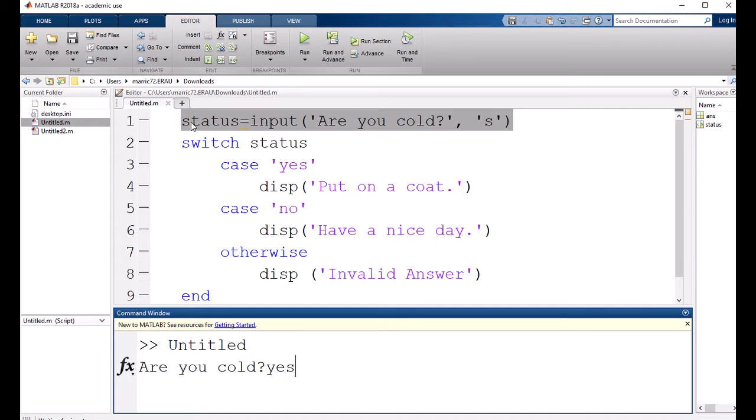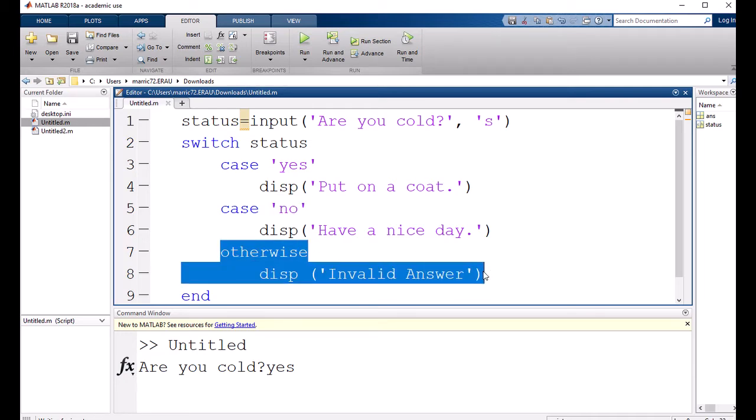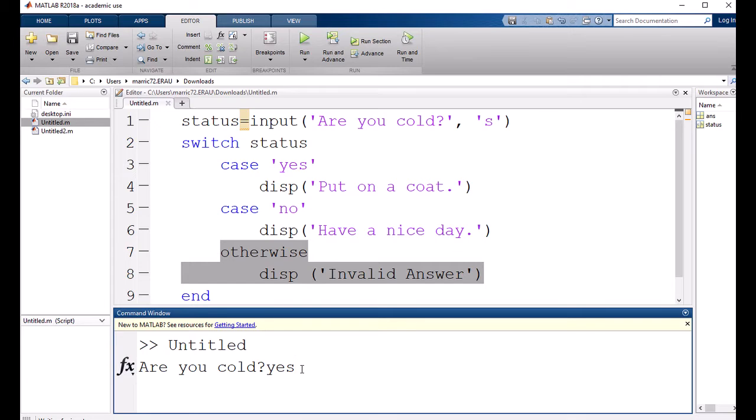Well, it's going to take my answer and compare it with the different cases. I've got two different cases. One is looking for the word yes, the other is looking for the word no. And if neither of those are a match, we'll go into the otherwise. It's kind of like an else statement. So I'll go ahead and hit enter. Yes, I'm cold. It says put on a coat.